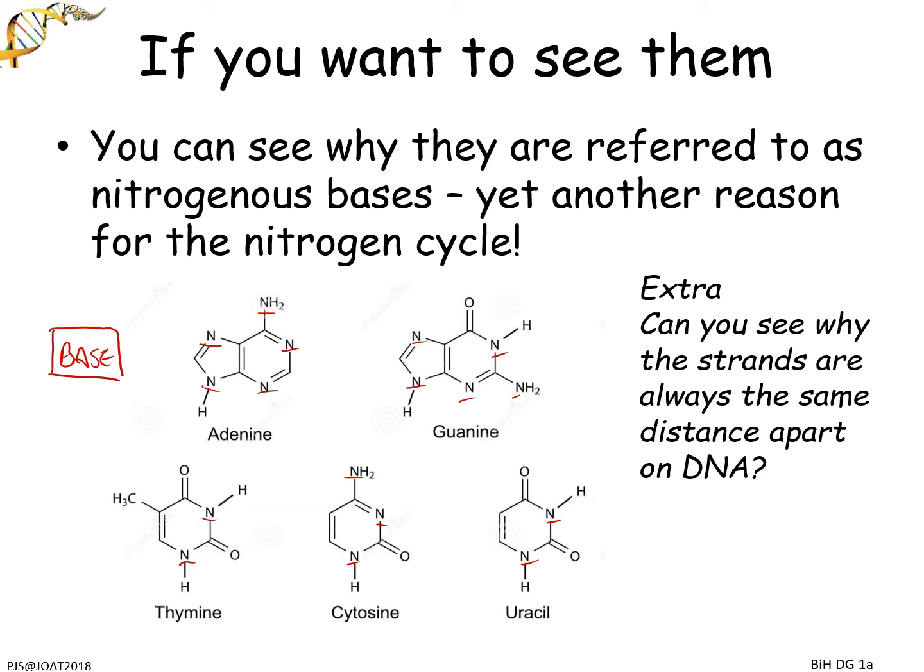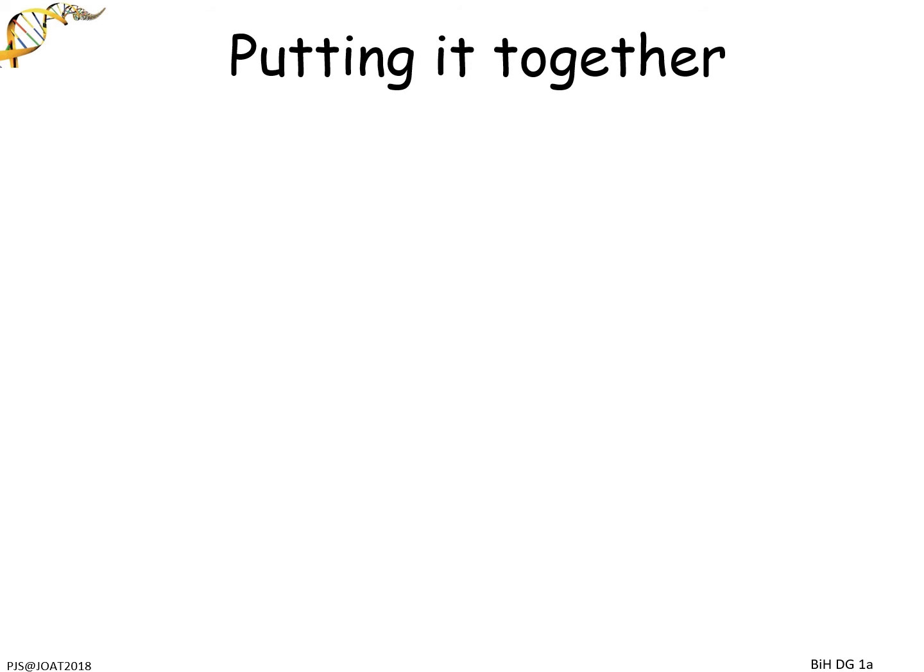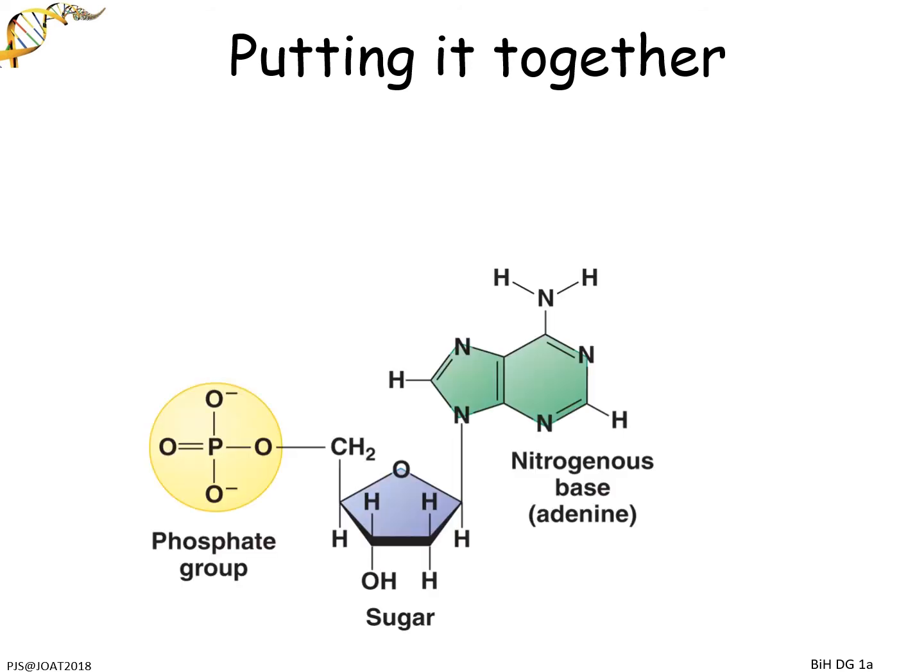Just for curiosity's sake, you can have a look here. Can you see why the strands are always exactly the same distance apart? DNA has A to T and G to C. Now I'm going to give you the hint: count the number of rings. And I'm moving on. So I put all that together and we get something that looks like this. But we're going to draw that as that.